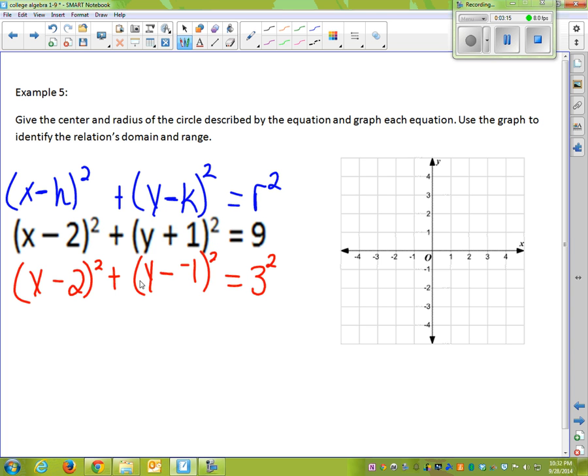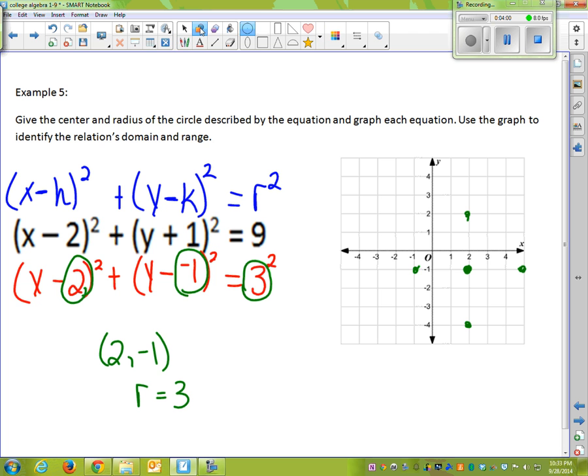So now I can look at this problem and find the center, h, which is 2, k, which is negative 1, and the radius, which is 3. My center is (2, negative 1), with the radius of 3. To graph it, I go x is 2, y is negative 1, and put a dot. That's the center of my circle. And now I go 3 units in all directions. The radius comes from the center to any point on the outside of the circle. And then connect the dots to draw your circle.